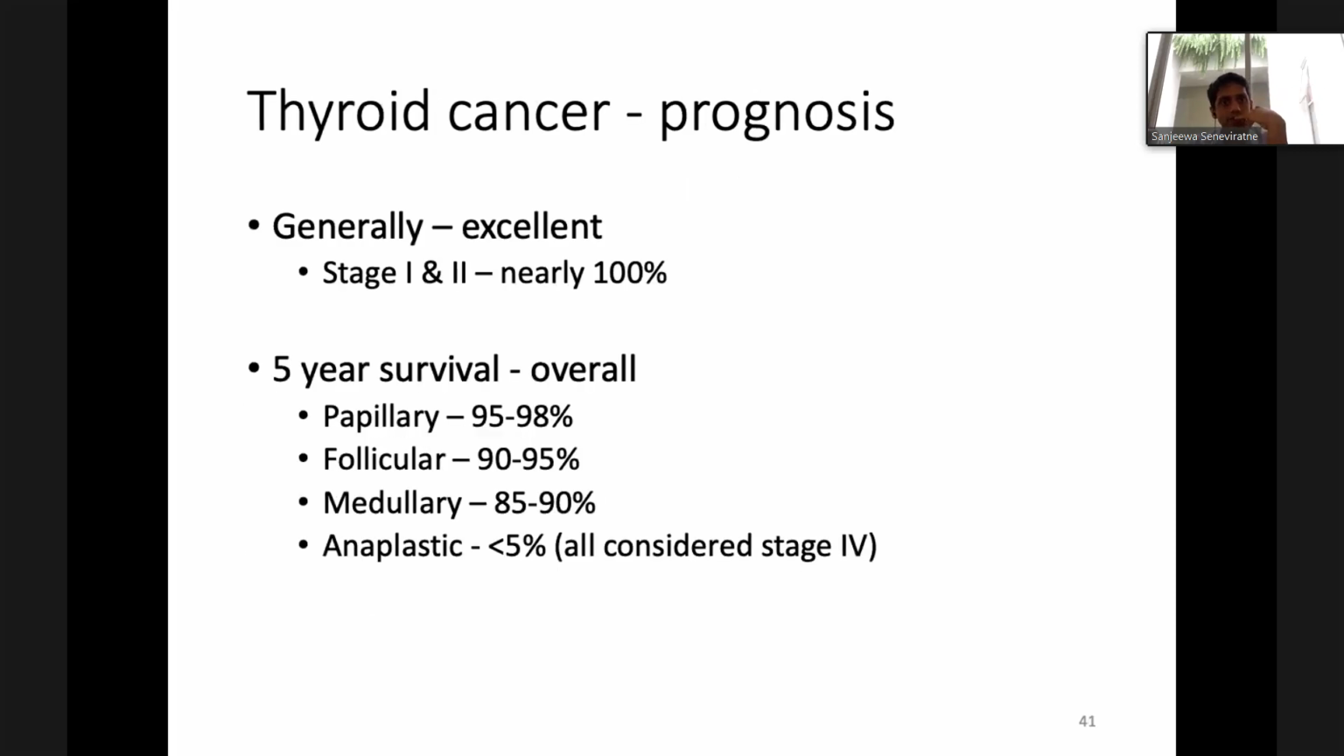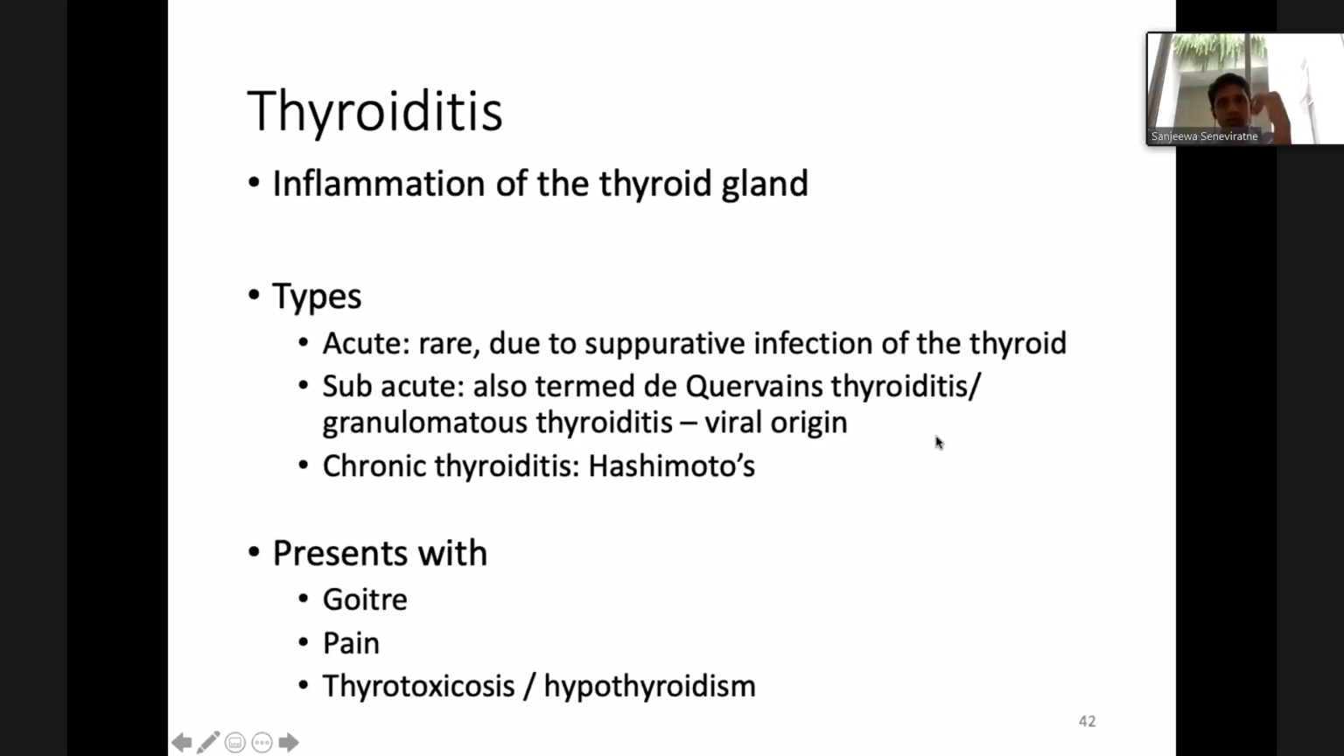I have already mentioned the prognosis, generally excellent. Differentiated thyroid cancers have an extremely good prognosis, 90-95%. Medullary is not so good, slightly worse than papillary. Anaplastic is the worst known human malignancy that we see in general practice. Okay, so they have a very poor prognosis.